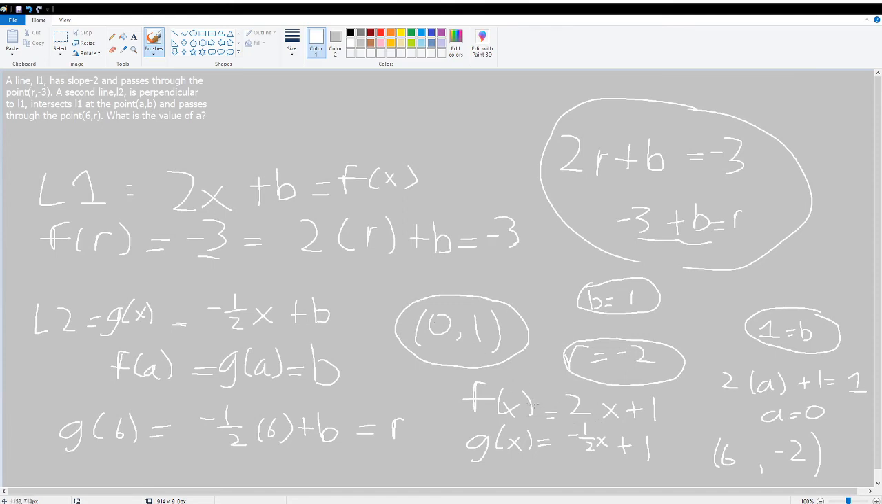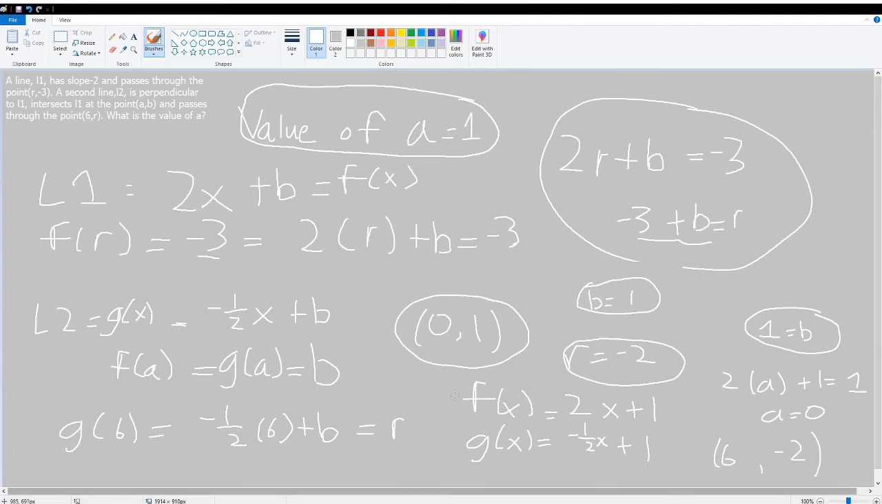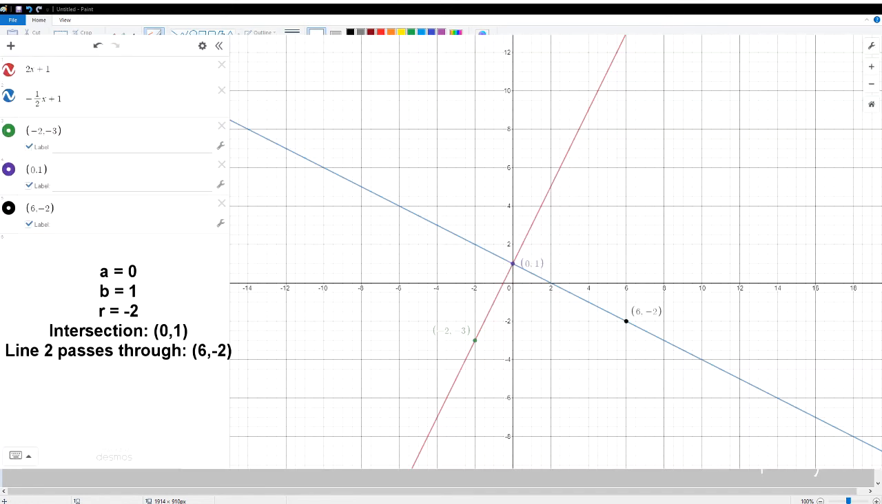So we did f of x. f of 0 is 1. g of 0 is also 1. So the value of a is equal to 1. So how do we check this? We essentially checked here already, but we can check using Desmos. So my two lines are 2x plus 1 and -1/2 x plus 1. Okay, so let's see if it works.